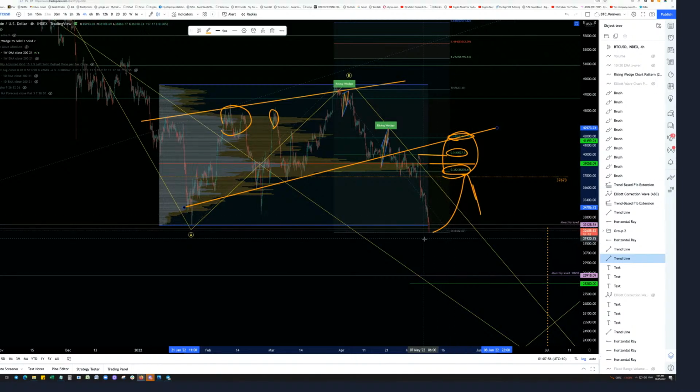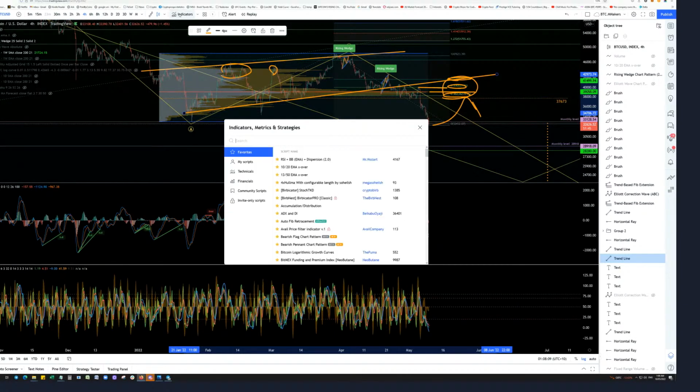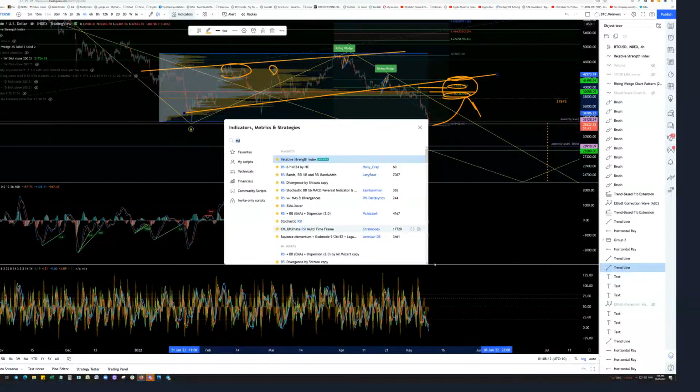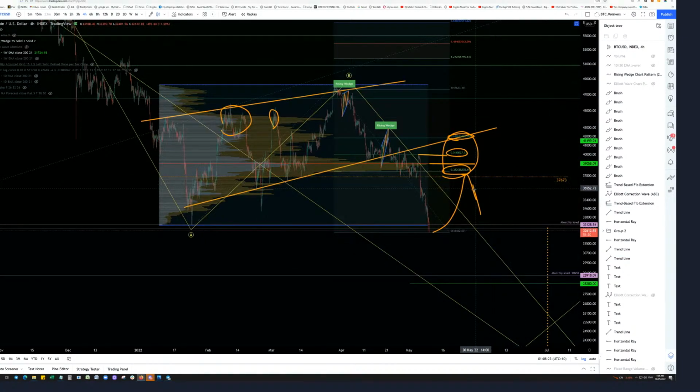It just really depends if this does bounce. I do expect a bounce, because we are pretty much overextended. So here we are very overextended. If I was to add the RSI, let's see what the RSI looks like. Yeah, so the RSI is very overextended, so we should see a bounce from that. So just keep an eye on it.